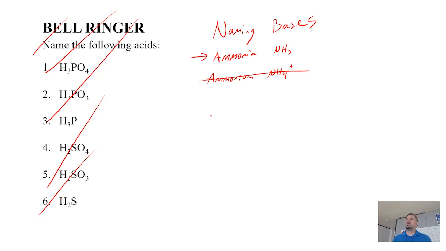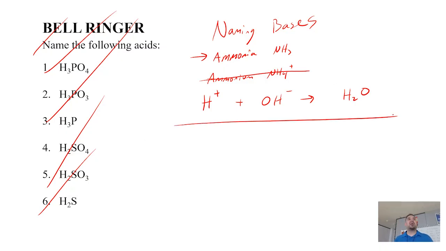Now, the next thing we're going to discuss about bases is I want y'all to know how bases work. So if we have hydrogen and we add hydroxide to it, what are we going to produce? We're going to produce H2O. That's just the thing I want y'all to know. So H plus and then OH minus, when we combine those, we produce neutral H2O. All right, now we're going to get into the actual naming.